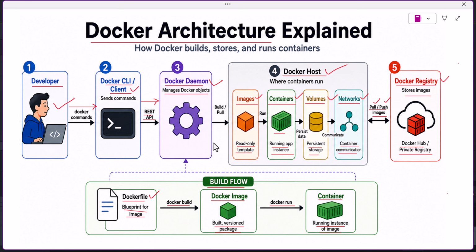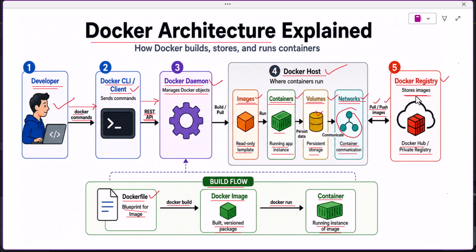Let us summarize the complete architecture. The developer enters Docker commands. The Docker client sends those commands to the Docker daemon through the Docker API. The Docker daemon performs the requested operations. The Docker host stores images and runs containers. Volumes preserve important data. Networks enable container communication. The Docker registry stores and distributes images.